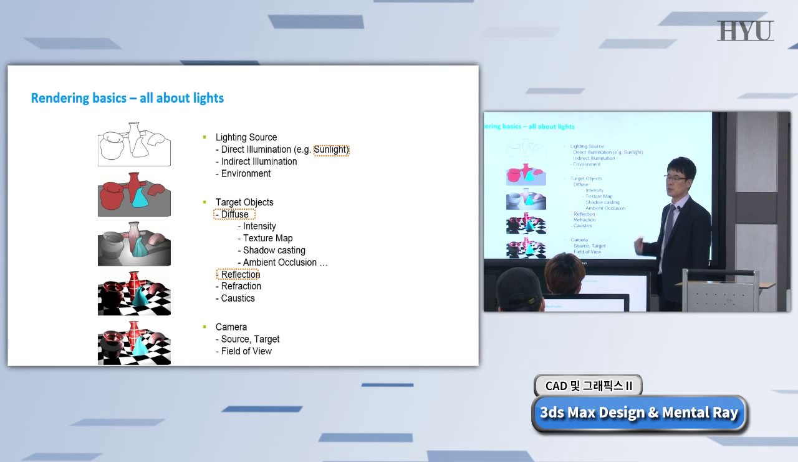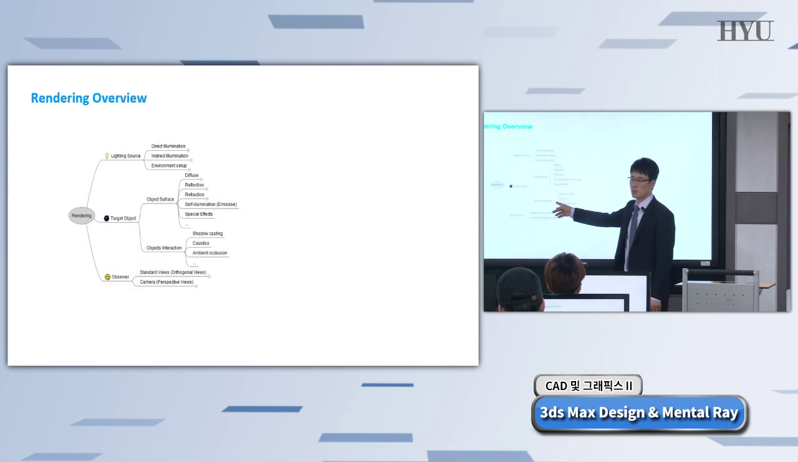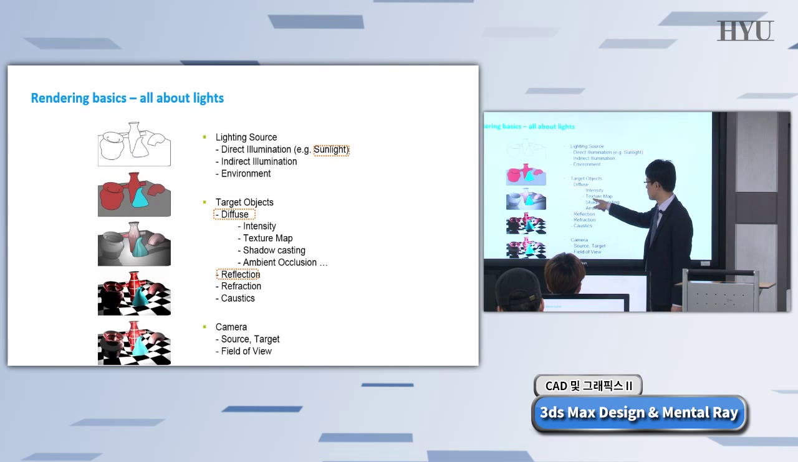Okay, that's what you saw in the actual V-Ray interface, something like this. That is the structure. So if you don't know what a texture map is, what shadow casting is, how to control intensity, how to control the amount of lighting power or diffuse color, whatever.